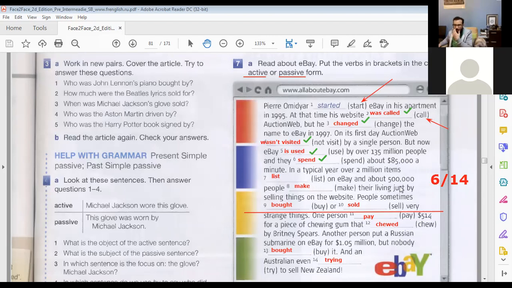Over 2 million items are listed on eBay. And about 500,000 people make their livings. Okay. So number 7, is it correct or not correct? Not correct, I think. But you're right, but why? Are listed maybe. That's right, but why?